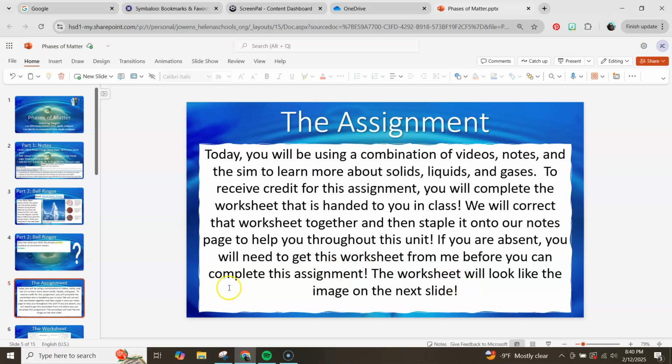The worksheet will look like the image on the next slide. So again, if you are watching this for the first time at home, you haven't gotten the worksheet yet, you're more than welcome to jot some of this down on a piece of notebook paper.